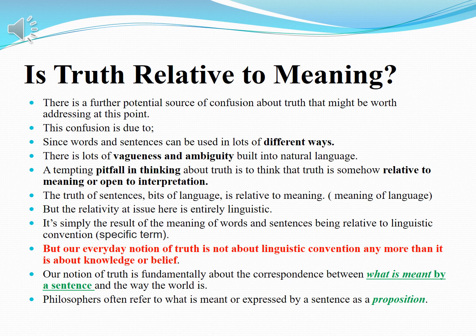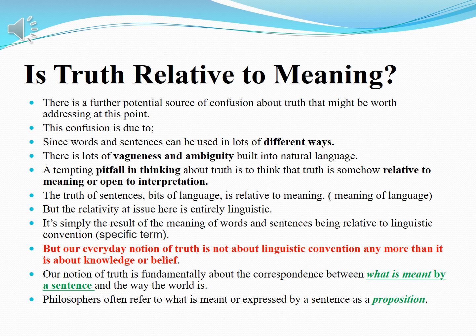So confusion is due to the same words and sentences being used in lots of different ways. You can say one truth in different ways, but what you want to say will be the truth. So there's a lot of vagueness and ambiguity built into natural language. Your natural language may not explain things as you wanted it to. So there is a lot of confusion, ambiguity, and vagueness in it.